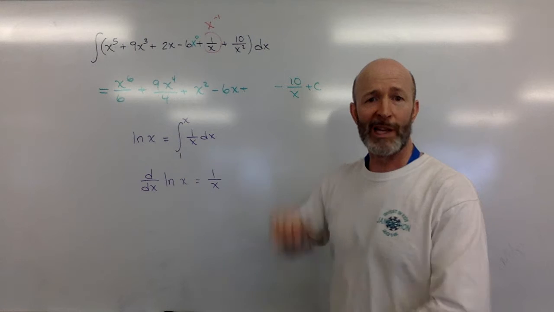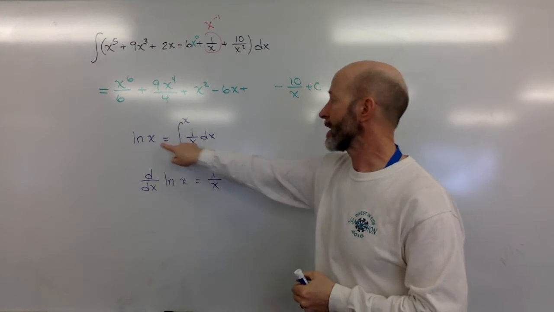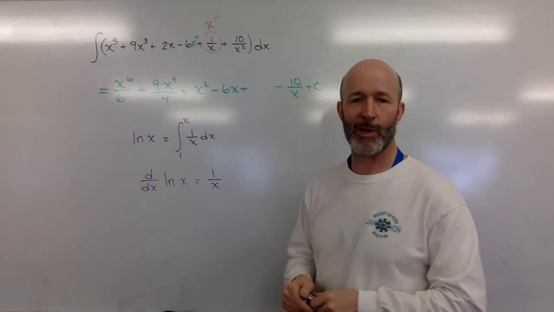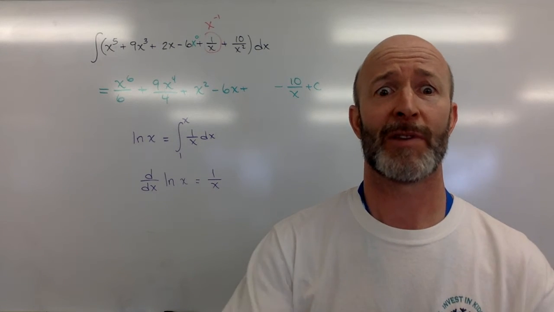Ladies and gentlemen, we learned earlier that the area under the reciprocal function is equal to the natural log. We also know that the derivative of the natural log is 1 over x. How could this possibly help us figure out some of these integrals?